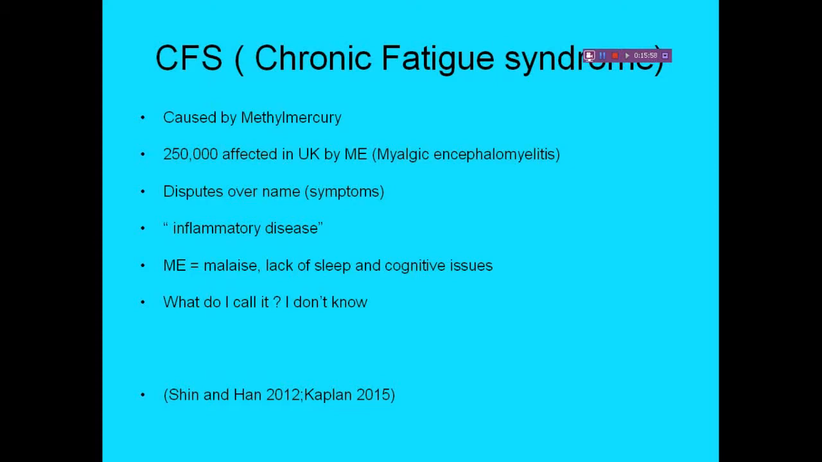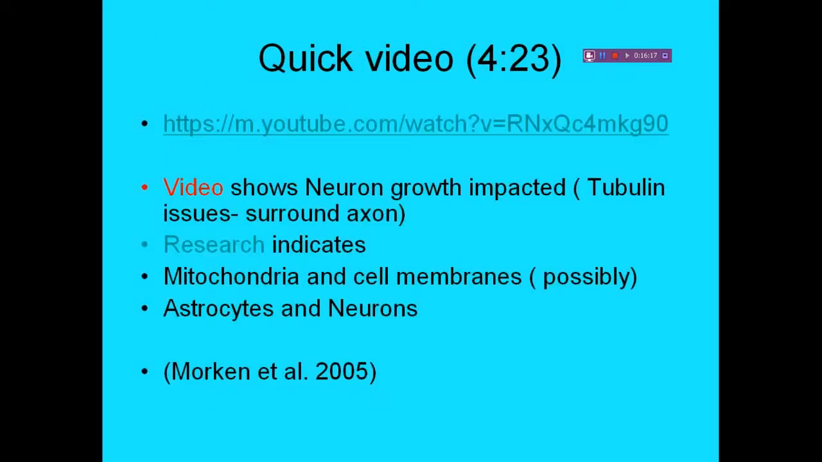Okay, so myalgic encephalomyelitis is what it's sometimes known as, and some of the symptoms are malaise, lack of sleep, and cognitive issues, a few of which I've just mentioned. So what do I call it? I wouldn't worry too much. Just call it chronic fatigue syndrome if you want to. That's absolutely fine. But like I say, it's one of the main nervous system issues which is caused by methylmercury.